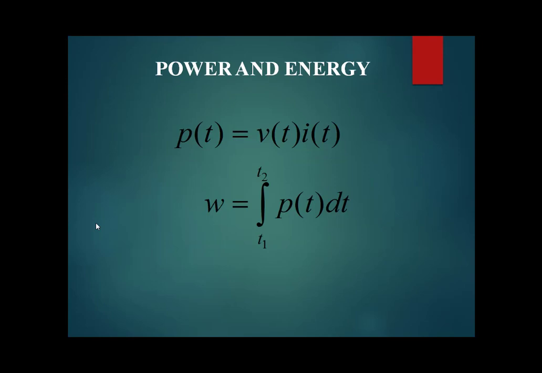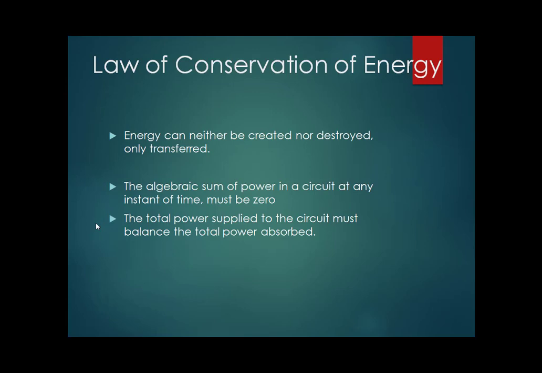Power and energy, the relation as you see in the video: P is equal to V into I. Also, if we want to calculate W in terms of P, we can integrate it. Law of conservation of energy. Energy can neither be created nor destroyed, it is only transferred. So the algebraic sum of power in a circuit at any instant of time must be 0. In a closed loop path, the power supplied by a source is equal to the power consumed in the circuit. So total power supplied to the circuit must be balanced by the power absorbed.